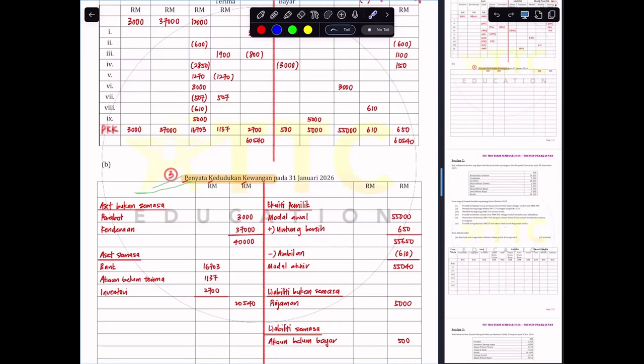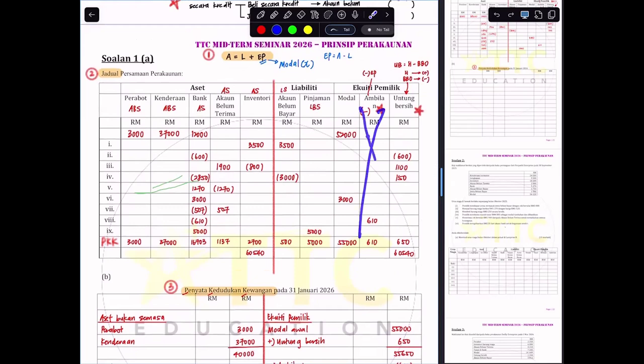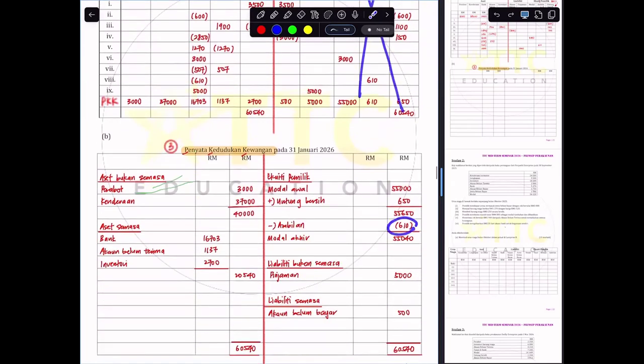Then followed by ambilan. In ambilan here, you can put it in bracket, because no matter where it is, you can write bracket and minus in any report except the ambilan column in persamaan account only. After minus ambilan, then you will get the final answer as modal akhir. Because you started the calculation with modal awal, always end properly by using modal akhir also lah.